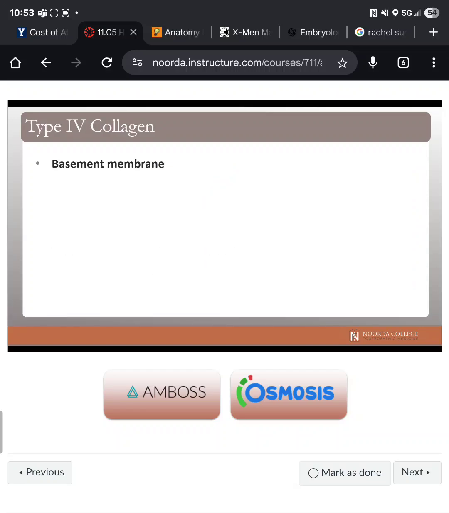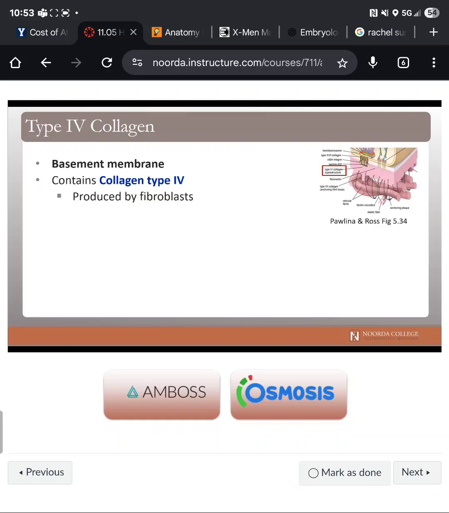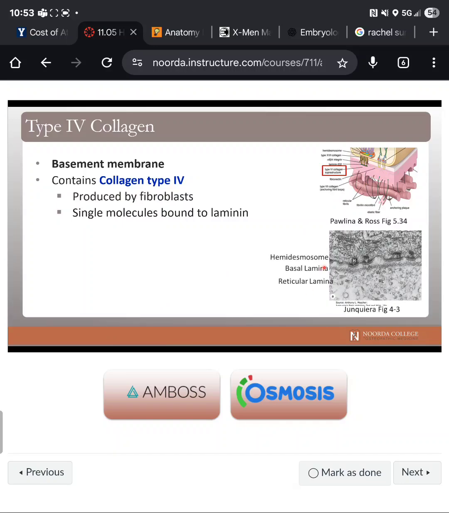Now, type 4 collagen, 4 is on the floor, basement membrane, collagen type 4. So this is produced by fibroblasts. You have your type 4 collagen here that's bound to laminin, right? And you can see here the basal lamina is this gray line right here, BL. And here you have your hemidesmosomes attached to the basal lamina, and then you have your reticular lamina, which is also attached to your basal lamina there.